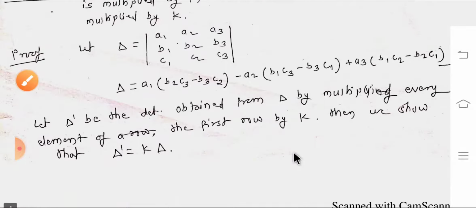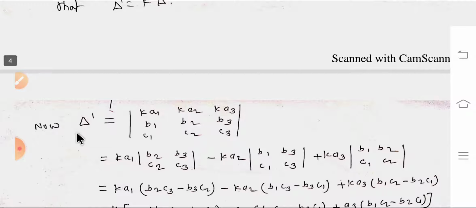Let delta dash be the determinant obtained from delta by multiplying every element of the first row by k. Then we have to show that delta dash equals k into delta. Means every element of the first row, that is a1, a2 and a3, we multiply by k. That is, let us consider delta dash equal to the determinant of ka1 ka2 ka3, that is the first row, and the second and third rows as they are, b1 b2 b3 and c1 c2 c3.